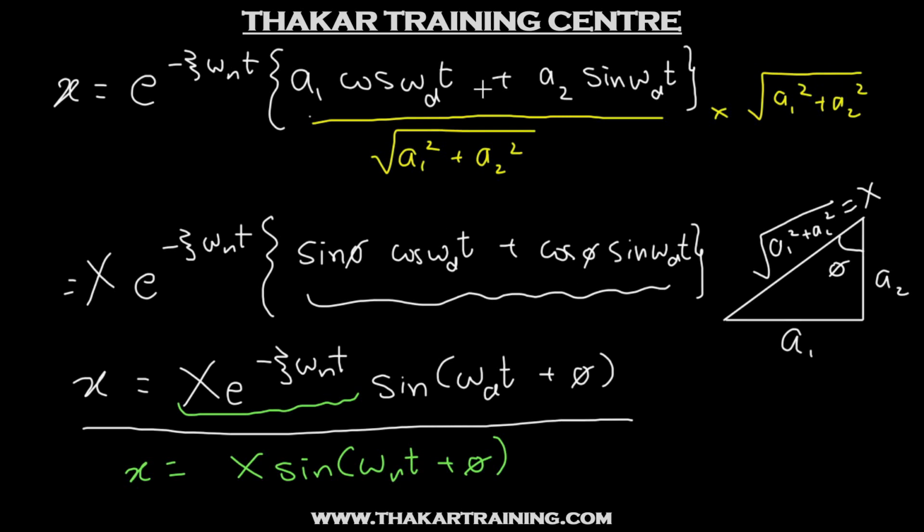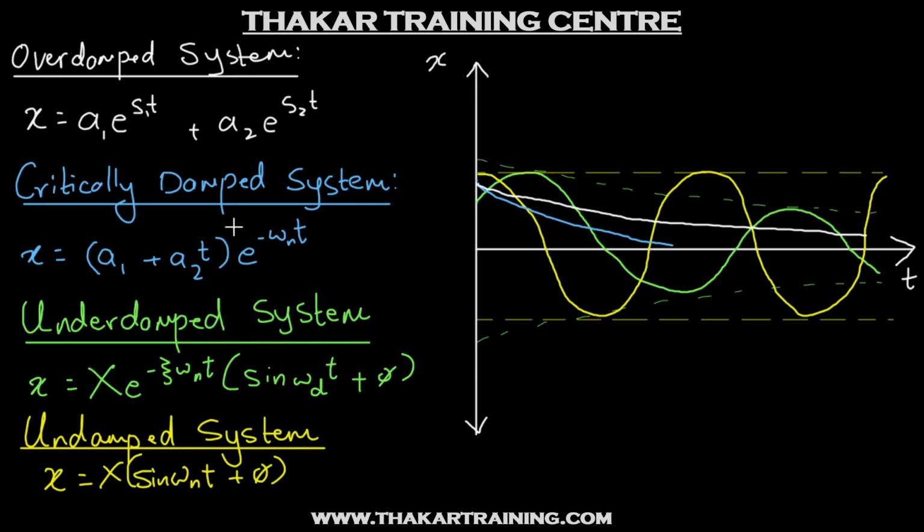So now let's compare the various solutions that we have obtained. I've just listed the solutions that we have obtained so far for overdamped system, critically damped system, underdamped system, and I've also written the solution for an undamped system. Here A1 and A2 are the arbitrary constants, whereas here X and phi are the arbitrary constants which have to be determined from initial conditions.